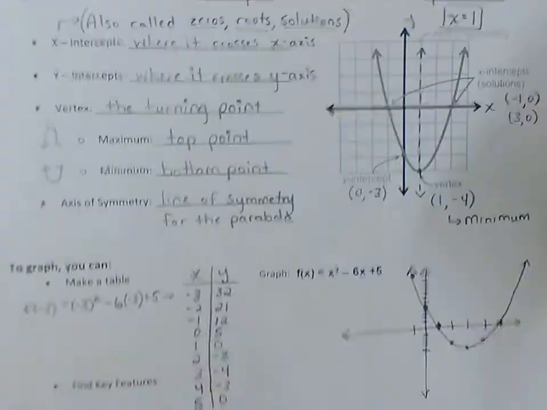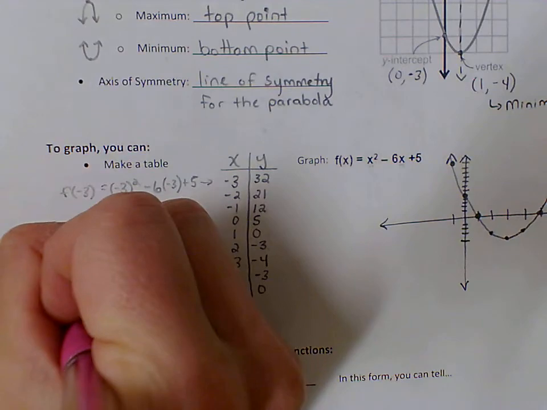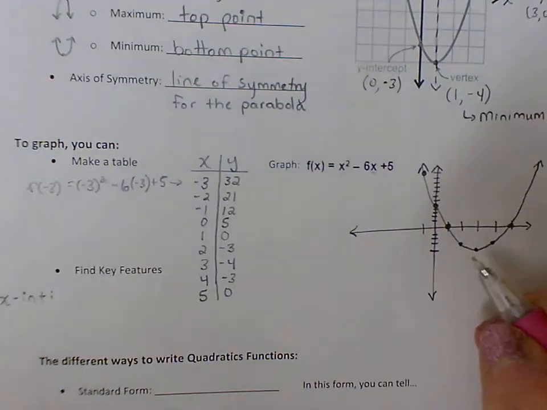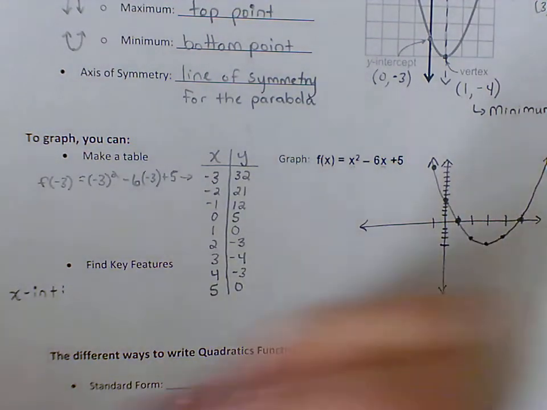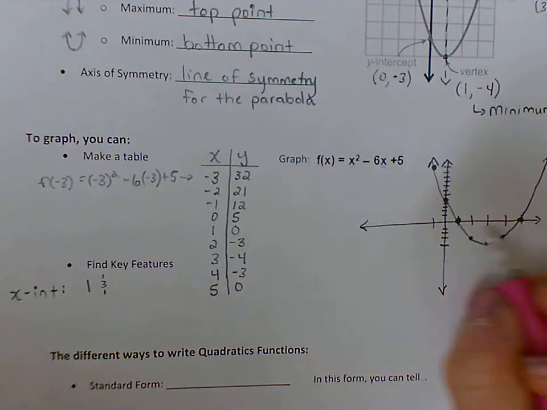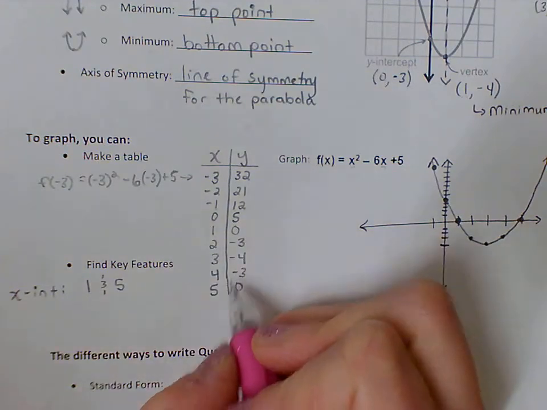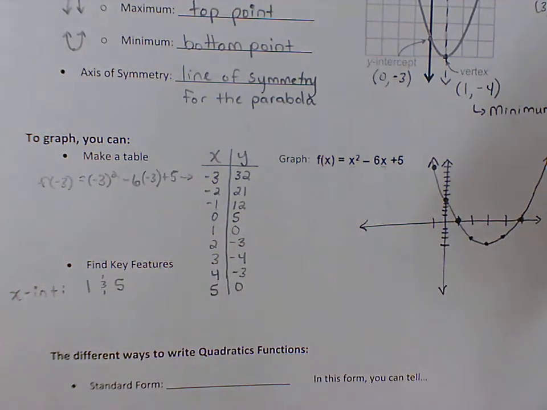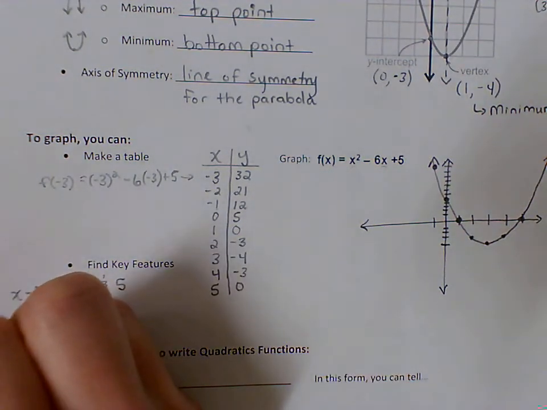So the x-intercepts would be where my graph crosses the x-axis. For this graph, I'm looking at where it crosses the x-axis. So it crosses right there, which is at 1. And it crosses right there, which is at 1, 2, 3, 4, 5. And you could also look at your table to find the x-intercepts, if you remembered how to look in your table.